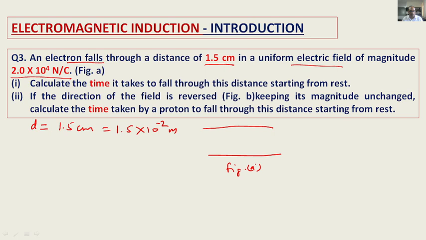In figure A, if this is the positive plate and this is the negative plate, the uniform electric field will be in this direction. The electric field is in this direction, and then the electron is falling, and this distance is given as D, 1.5 centimeter. So this is figure A.